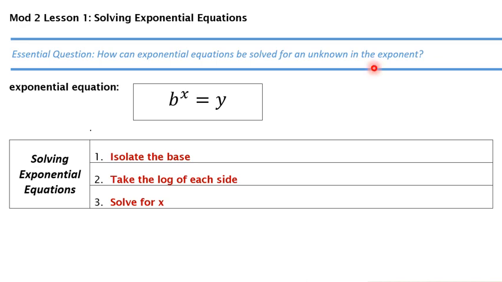Exponential equations are in the form of b to the x equals y. And the steps we're going to use throughout this mod are listed below. We're not going to use these steps necessarily today. In today's video, we're going to more use the one-to-one property, but the theme we're going to end up having is we're going to be isolating our base. And eventually in the later videos, we're going to be taking logs and solving for x.